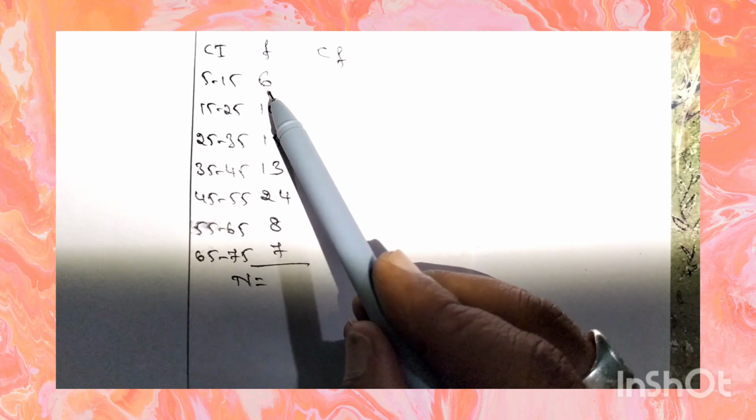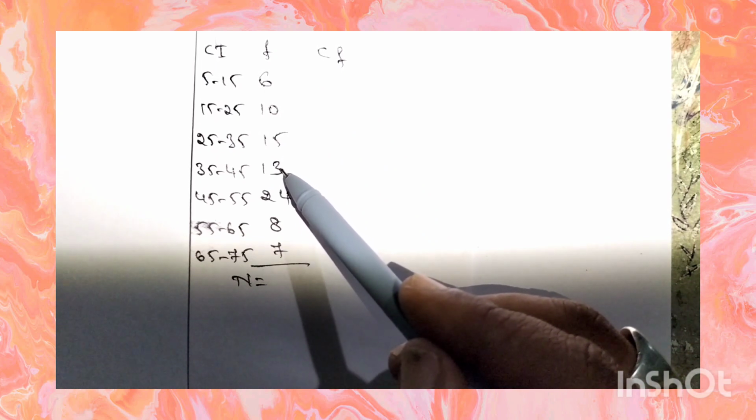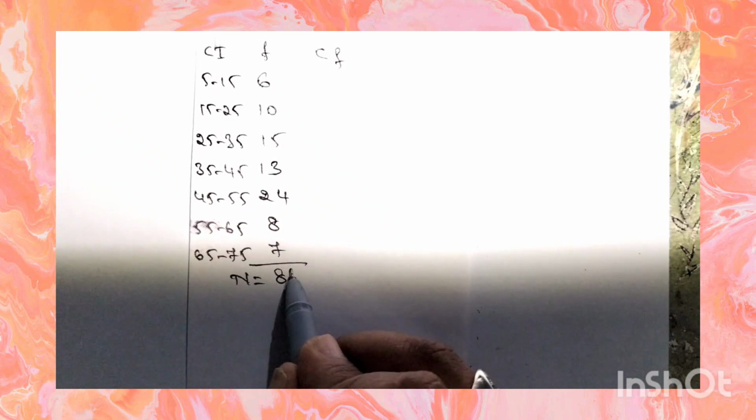So now we have listed the cumulative frequency and frequency. First step, add all the frequency. 6, 10, 16 plus 15 is 31. 31 plus 13 is 44. 44 plus 24 is 68. 68 plus 8 is 76. 76 plus 7 will be equal to 83. So total frequency is 83.